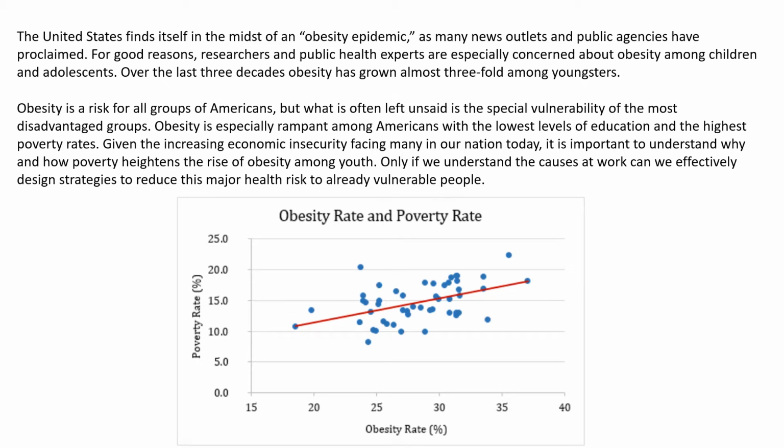already vulnerable people. So this graph just shows the relationship between the obesity rate percentage and poverty, and how, well, the higher the poverty rate, the higher the obesity, which is why the line is all over the place, but the red line shows it is still going up.